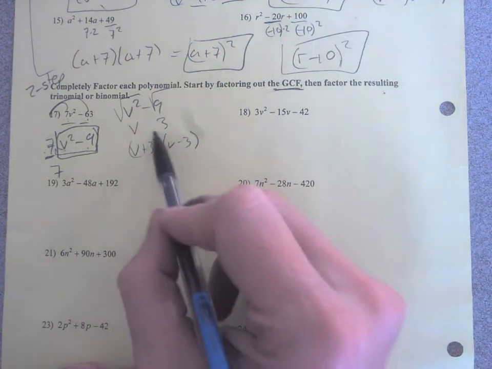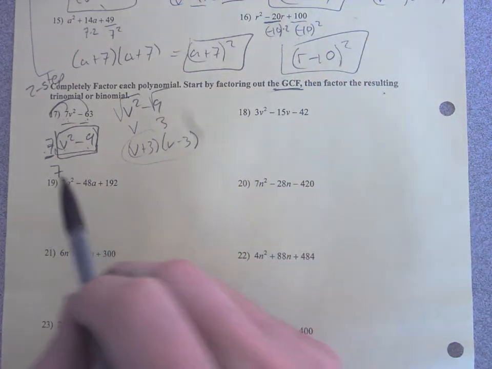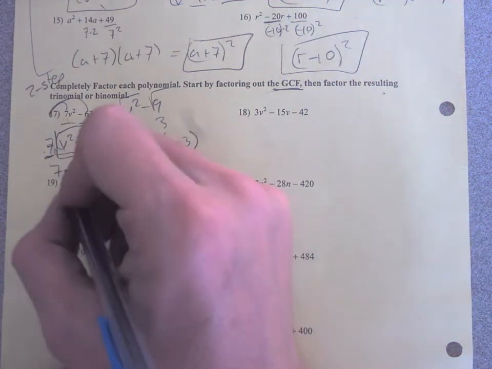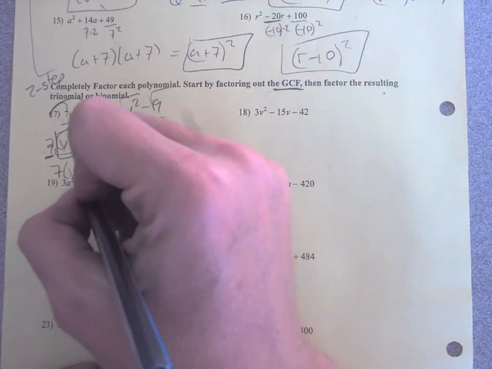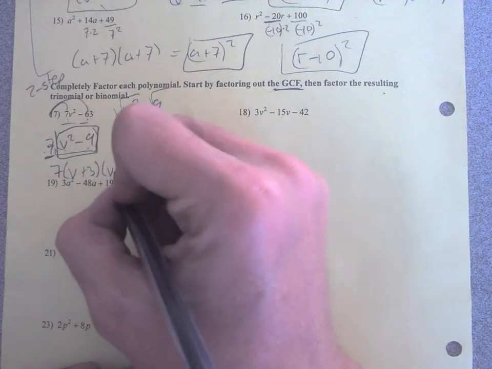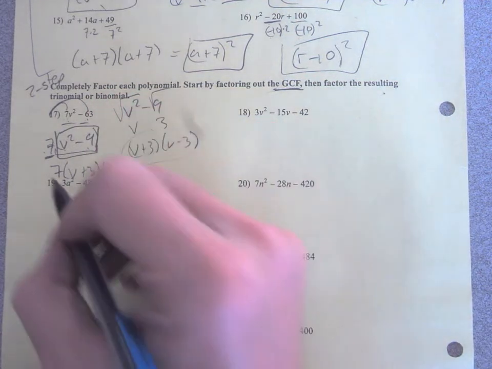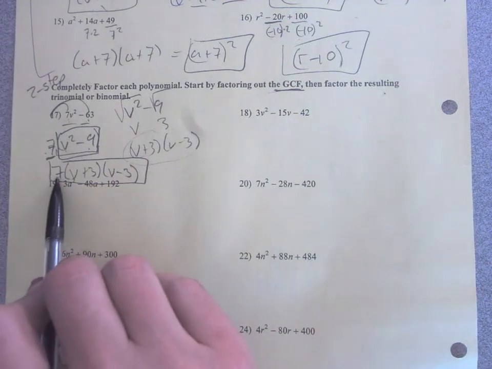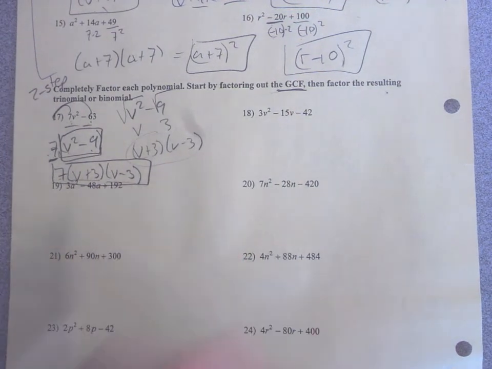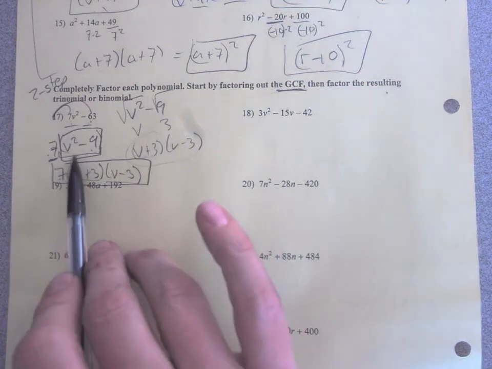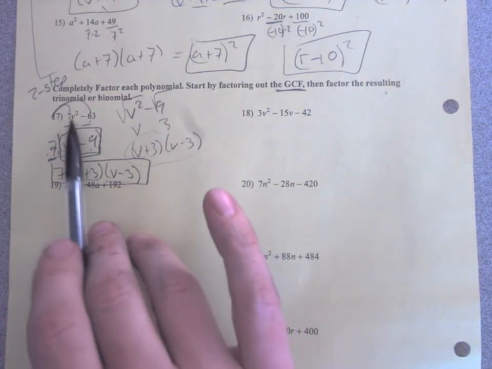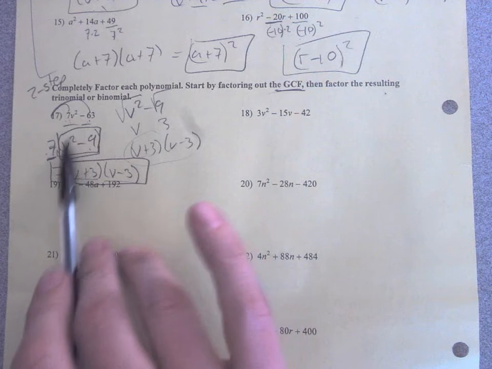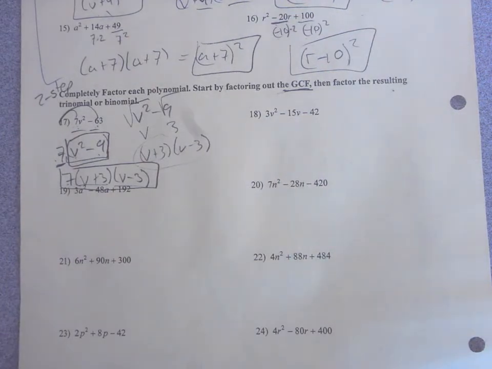And then that is not our final answer. We need to add to that or include with that a 7. So I have 7 times v plus 3, and then also all that is multiplying v minus 3. So I have the greatest common factor out in the front, and then I have these 2 linear binomials afterwards. So step 2 was factoring the difference of squares. Step 1, take out the GCF. Step 2, factor the difference of squares binomial.